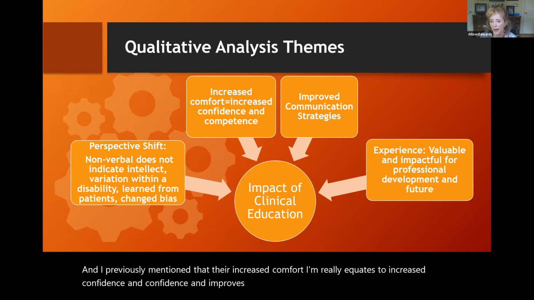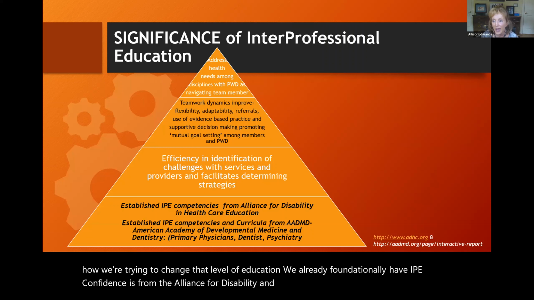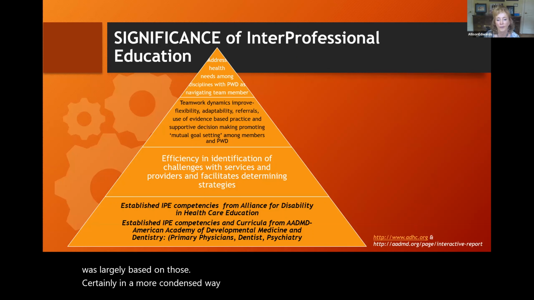And so obviously the significance of interprofessional education: now I'm giving you the baseline, Maslow's hierarchy. So I start with the reverse, where it comes down to the provider, and then how we're trying to change that level of education. We already foundationally have IPE competencies from the Alliance for Disability and Healthcare Education. And this fellowship was largely based on those, certainly in a more condensed way, but this is the foundational basis for the fellowship.